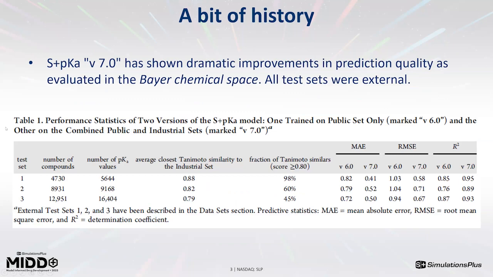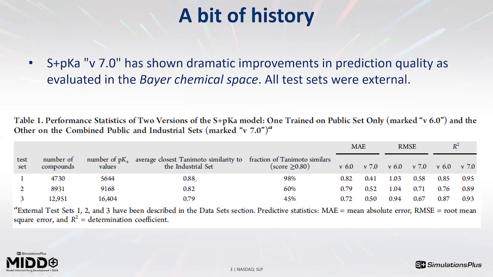Version 7, as predicted, has shown dramatic improvements in quality of the results when evaluated in both public and Bayer chemical space. But of particular interest to Bayer, of course, was evaluation on compounds that were never seen by the model. They compiled 3 test sets, with varying number of compounds and varying degree of similarity to what they call the industrial set. This was a set that was included in our model training.